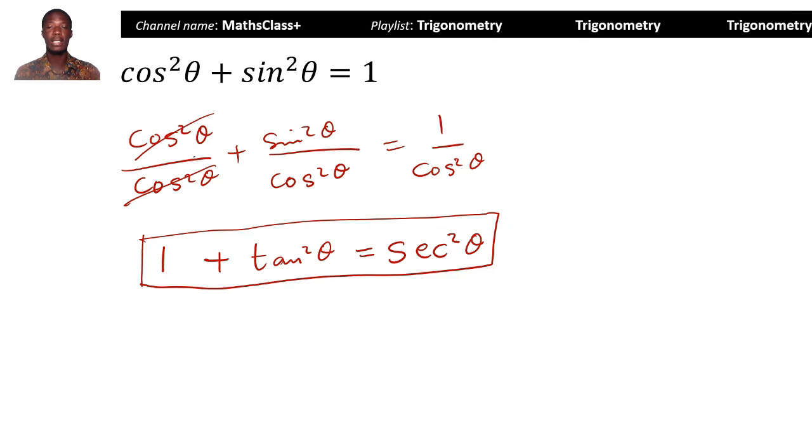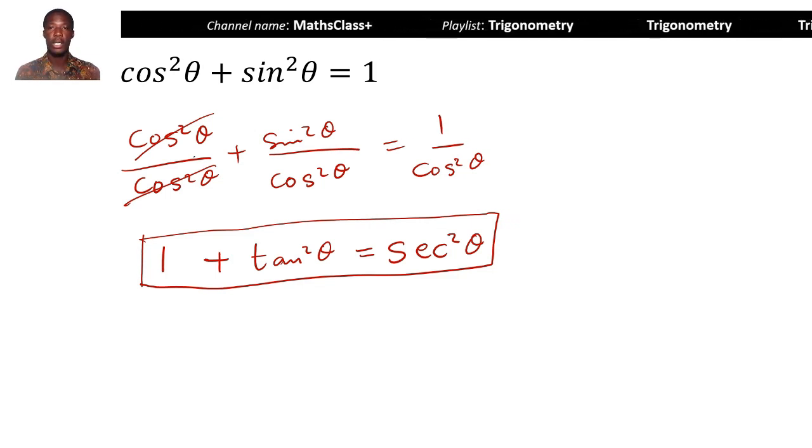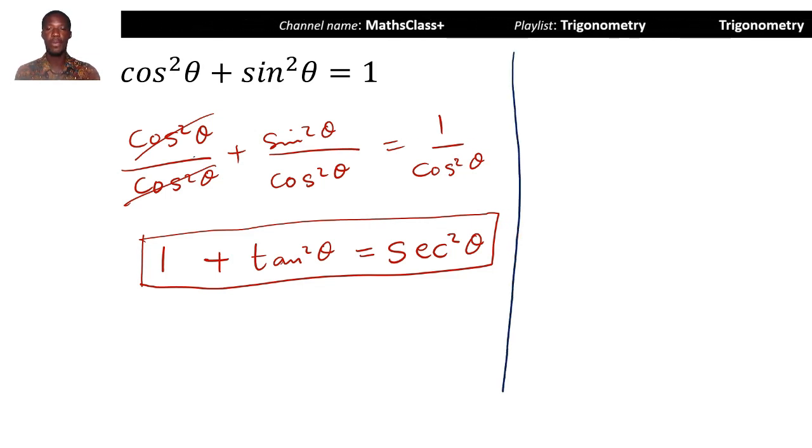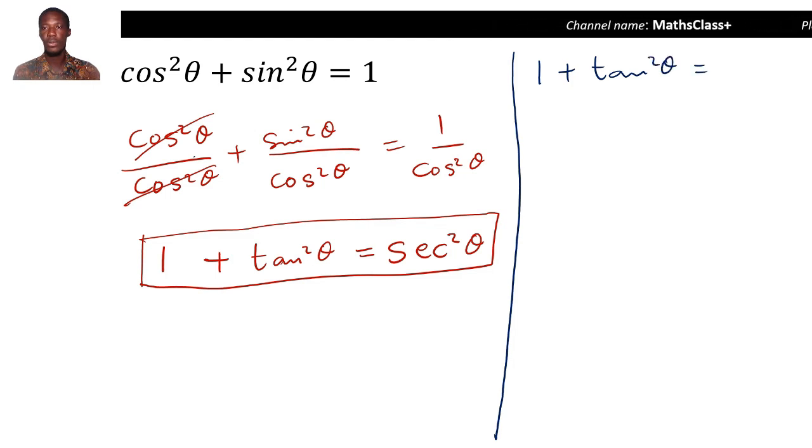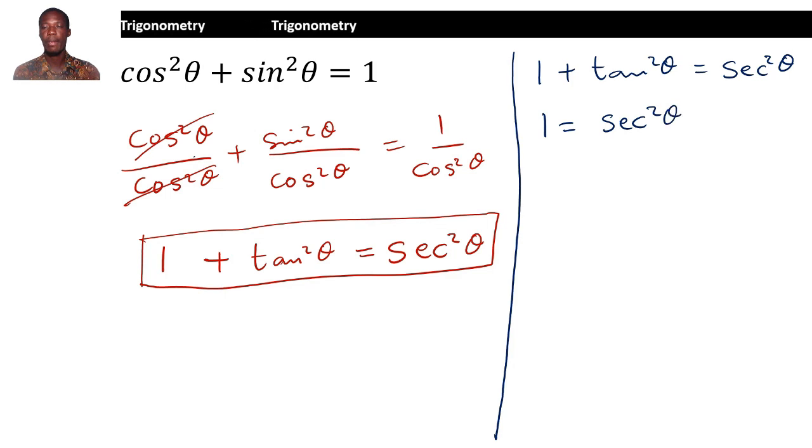And this identity, just like the previous one, can also appear in different ways. We can have it as 1 plus tan squared theta is equal to sec squared theta, which we have already seen. And then I can group like terms and say that 1 is equal to sec squared theta minus tan squared theta.